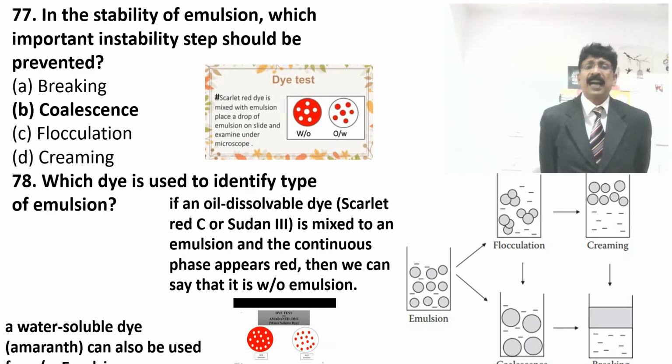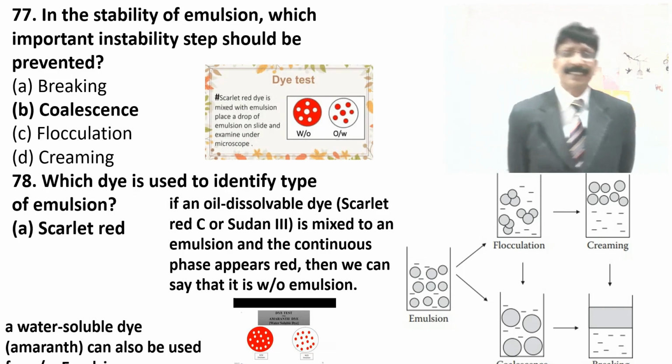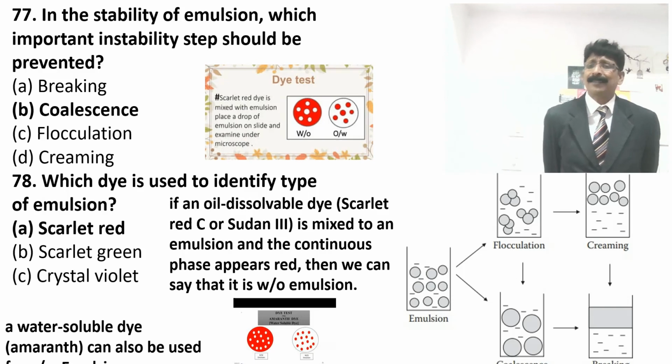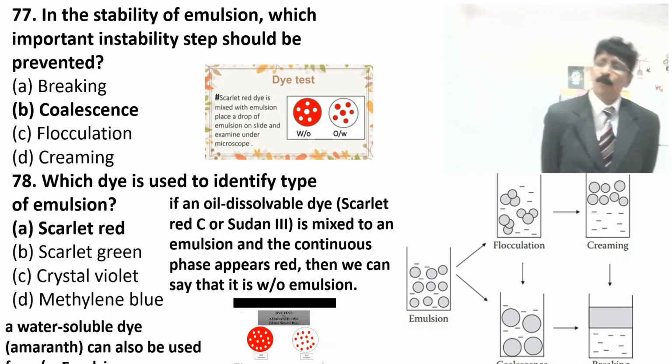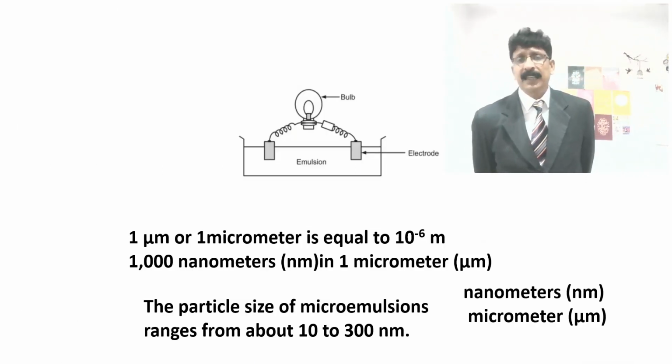Which dye can be used for identifying the type of emulsion? Scarlet red. Scarlet green is not there. Crystal violet is a titration indicator. Methyl blue is also a titration indicator. It cannot be used for the dye test for emulsion.